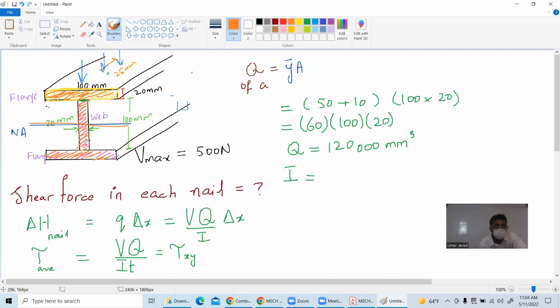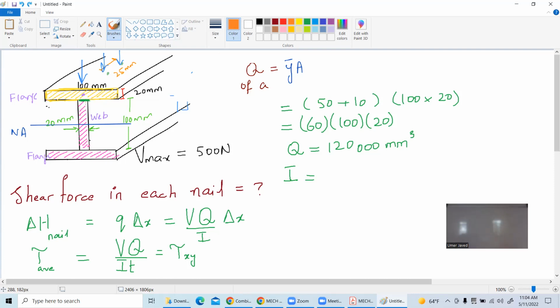Just remember that for the top one, you have to use the parallel axis theorem, and for the bottom one, you have to use the parallel axis theorem. For the center one, there is no parallel axis theorem; you will be able to crack it directly. Is there any student who is feeling confused?